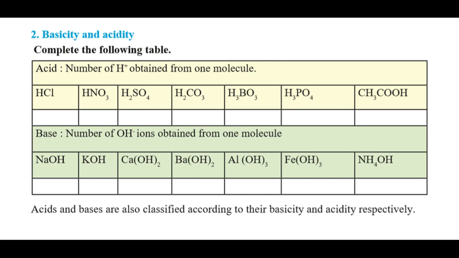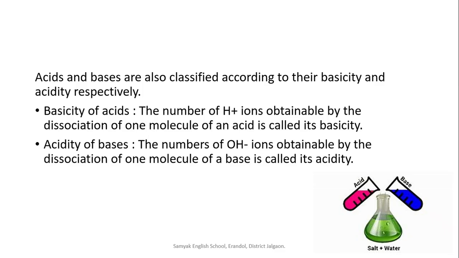More H plus produced, they are more acidic. More OH minus produced, they are more basic. So classification on basicity and acidity. Acids and bases are also classified according to their basicity and acidity respectively, as we have seen. Basicity of acids: the number of H plus ions obtainable by the dissociation of one molecule of an acid is called its basicity.